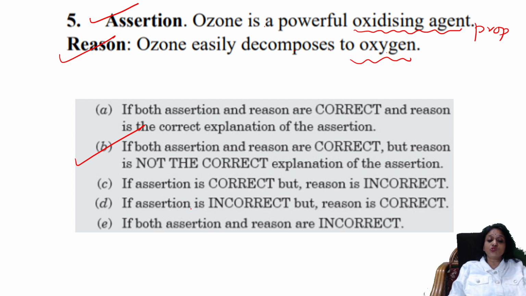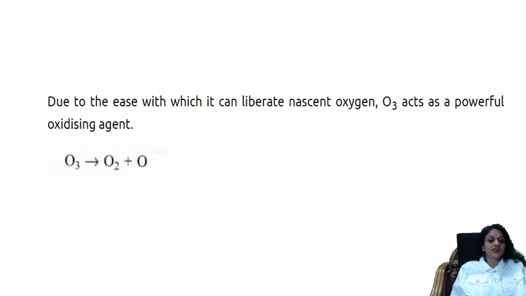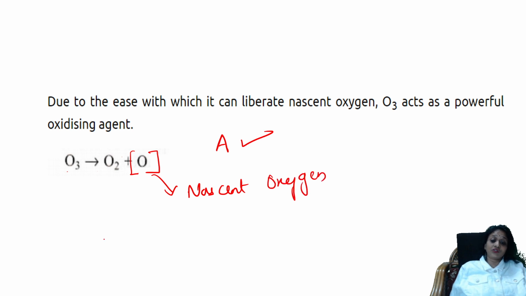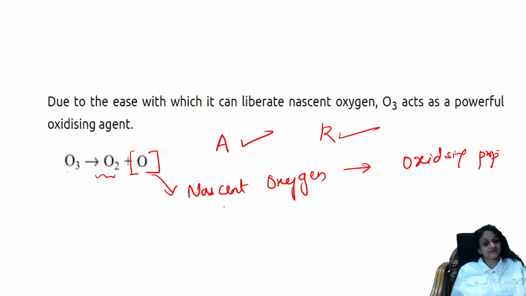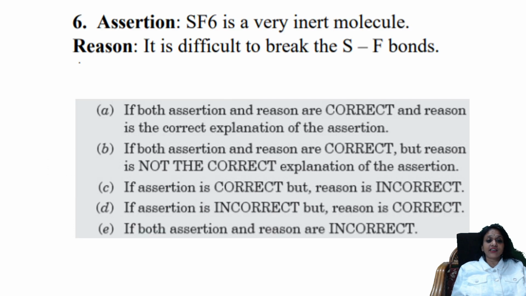Let's see how ozone is a powerful oxidizing agent. The assertion is right, because ozone on decomposition releases nascent oxygen. This nascent oxygen is helpful in causing oxidizing properties. Correct, my students? So assertion right. The reason says it decomposes into oxygen. This is also right. But both are different concepts. Done.